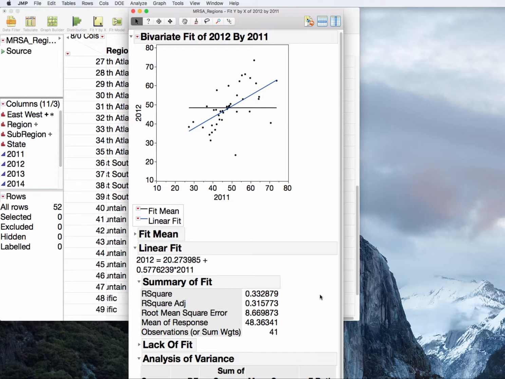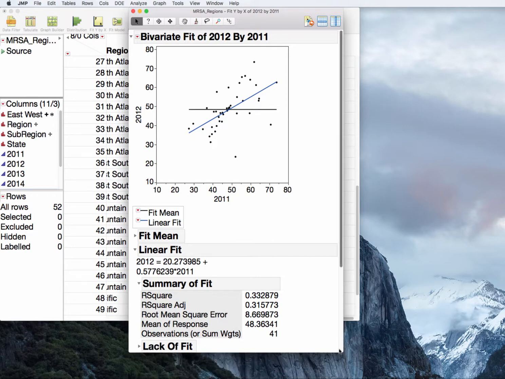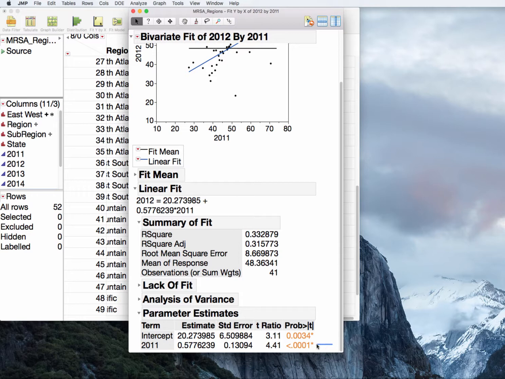It's also giving us our R-squared value, which we know is the amount of variability in 2012 that 2011 explains. We can also see, if we look further down, what our parameter estimate is. And our parameter estimate for 2011 is statistically significant, which would tell us that the parameter estimate of 0.58 is different from 0. That's what this test tells us.